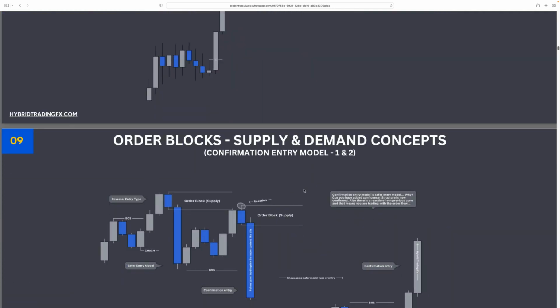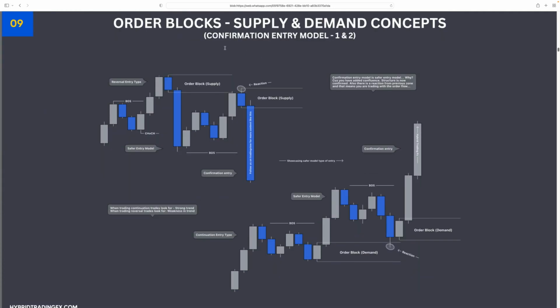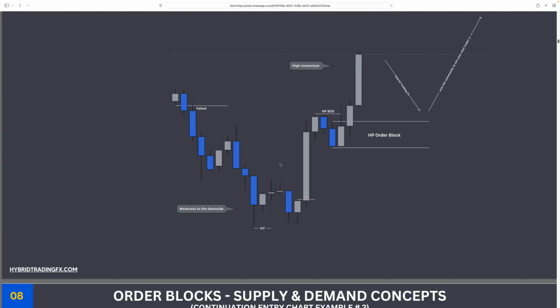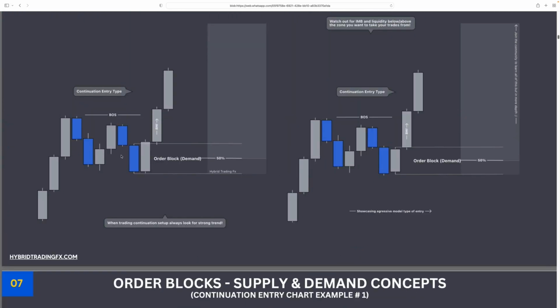Okay, let's move on to the next example, guys, and you're going to see here that we have a confirmation entry model. So we showcased it here: continuation, reversal, and continuation, reversal, which are a little bit more risky. Okay, so this is what you have breaking down right now, continuation.